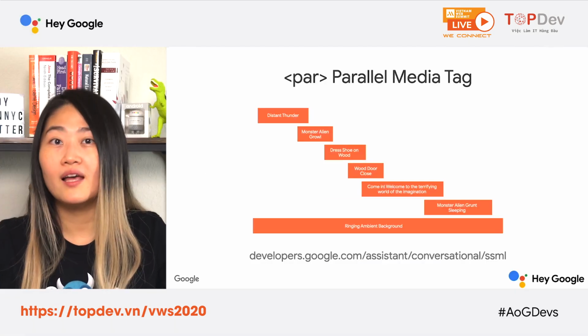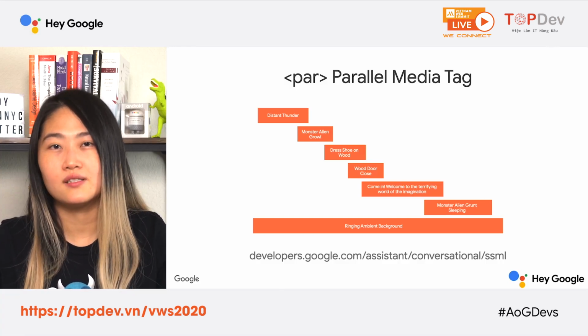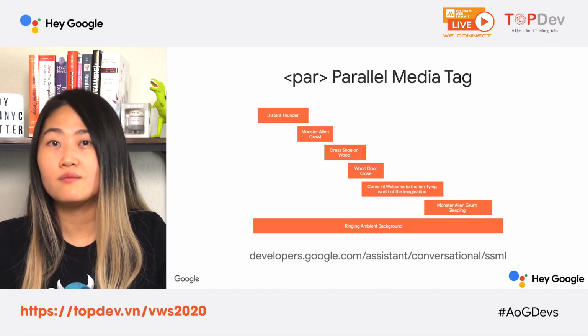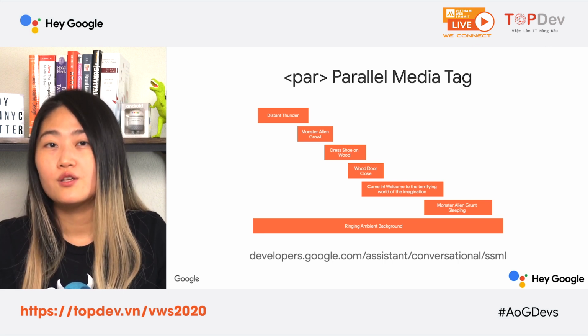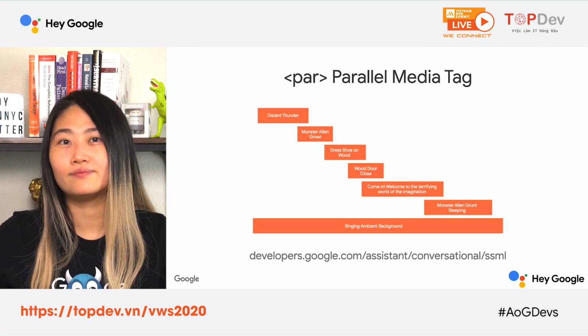It used the Parallel Media tag, which is a special SSML tag built by Google engineers. It allows developers to layer music with the spoken prompt. You can learn more about how to build fun things with SSML in our docs.